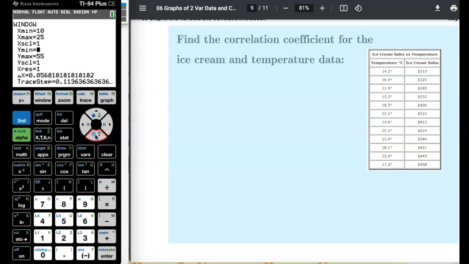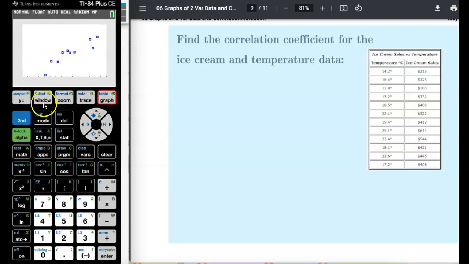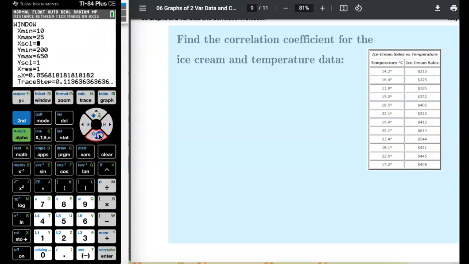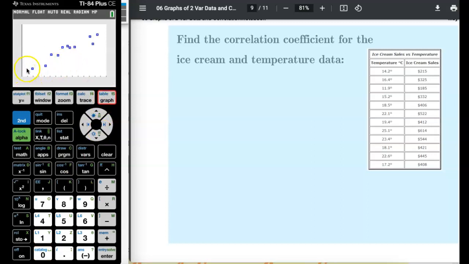And then for Y, the minimum could be 0, but I think what we'll maybe do is just make this, let's just do maybe 200, and we'll make a maximum of, let's say, 650 maybe, and see if we can capture everything within there and hit our graph, and you can see our data, and you can see that correlation. In fact, I think I might make that Y minimum maybe 100, just so we can see a little bit better. There you go. So you can see that it is relatively linear. It's obviously positive, it's increasing, and it looks like a pretty good correlation.